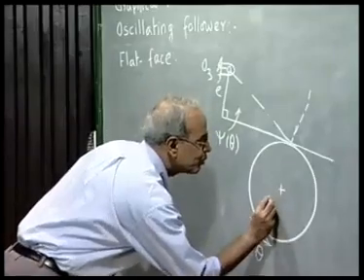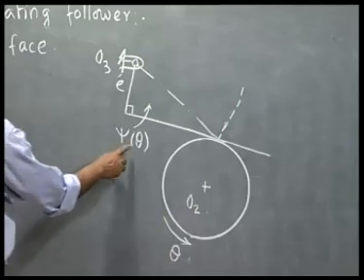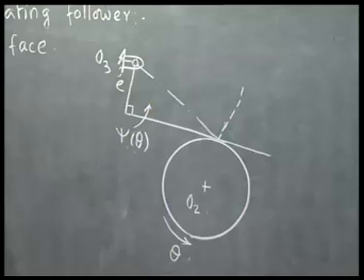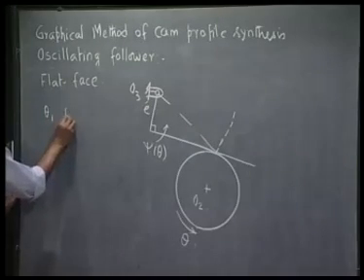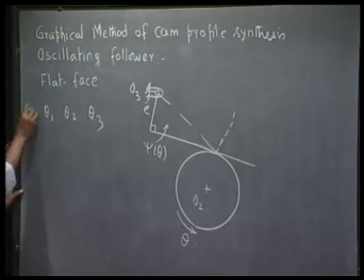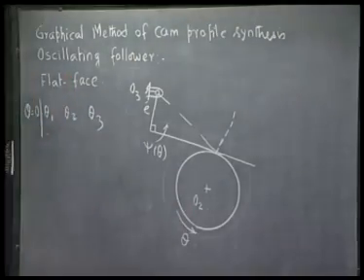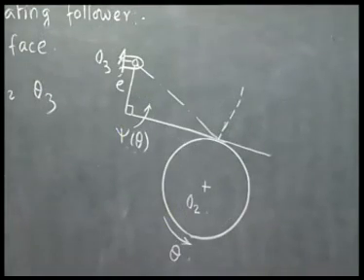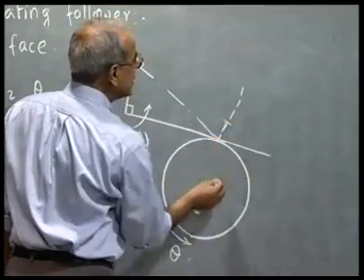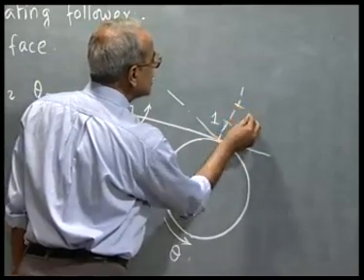this is what we call O2. So once this is prescribed, the movement of the follower, again I consider station points theta 1, theta 2, theta 3, so on. This situation is shown for theta equal to 0. This is the situation when theta is 0. When it is theta 1, the cam has rotated by theta 1, this trace point goes here. So I call it as 1. Similarly for 2, it comes here at 2.